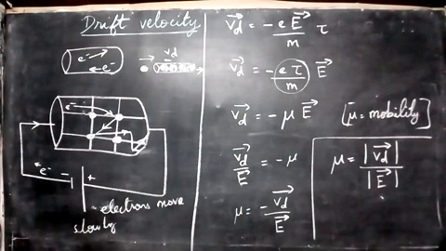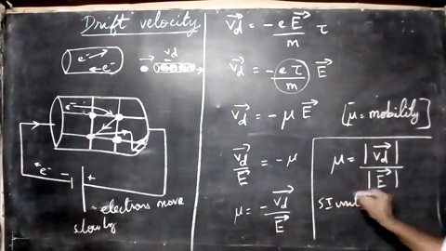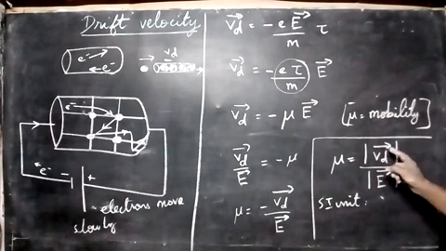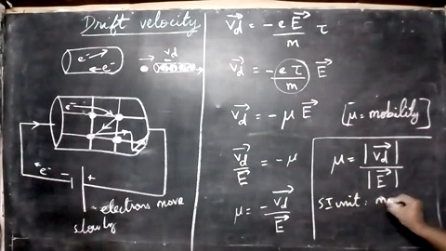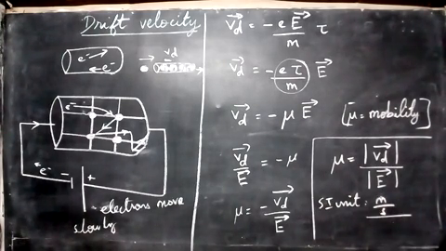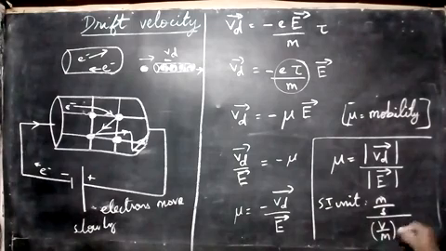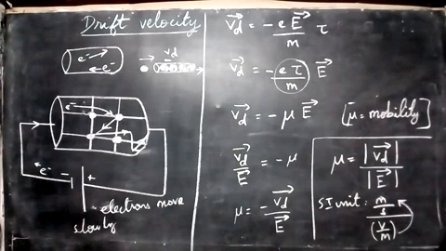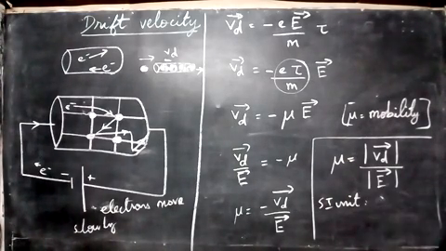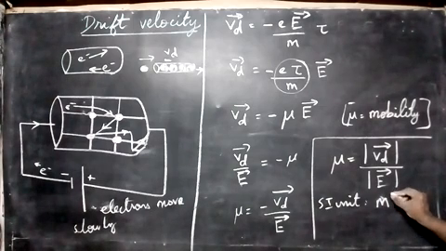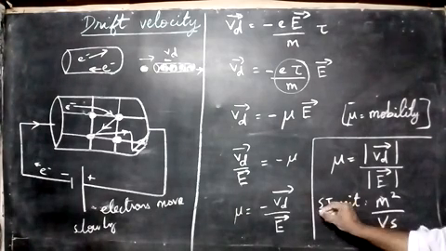Last thing, we'll see what is the SI unit of mobility. SI unit of velocity, drift velocity or any velocity, is meter per second. I'll just derive and show you. Meter per second divided by the SI unit of electric field, that is volts per meter. So meter will go up. Meter into meter comes as meter square, and volt second will come below. So the SI unit of this is meter square by volt second. This is how we get the SI unit also.